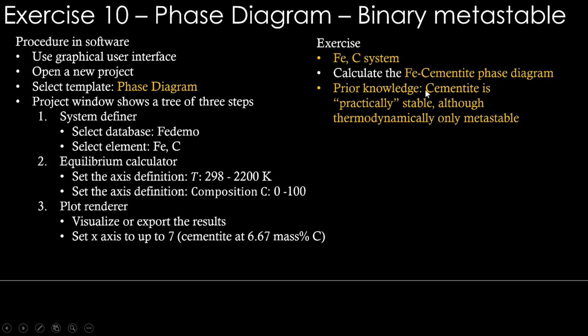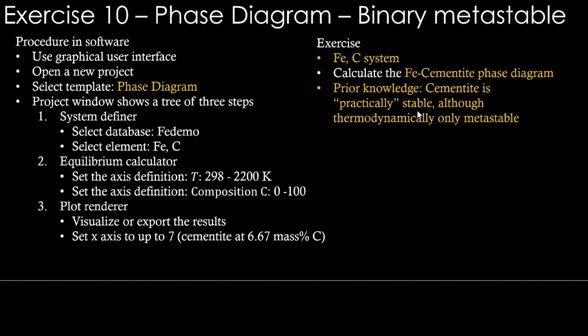The clear knowledge is this: cementite is practically stable, although thermodynamically only metastable. Practically stable in the sense it can be stable for millennia. Cementite can be there in the material with iron and carbon. If you make a material, especially mild steel, there will be cementite in that. Cementite is Fe3C, an intermetallic compound, and that compound is going to be practically stable. But that's not the most stable form for carbon to be in. Carbon actually wants to become graphite. That is the most stable state.